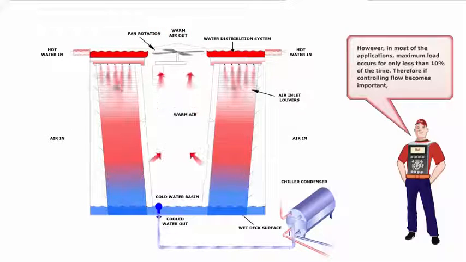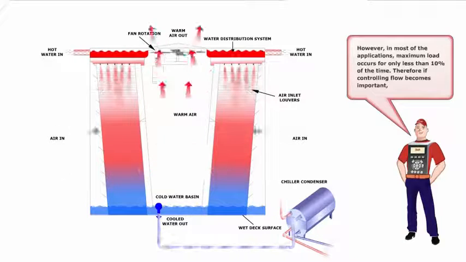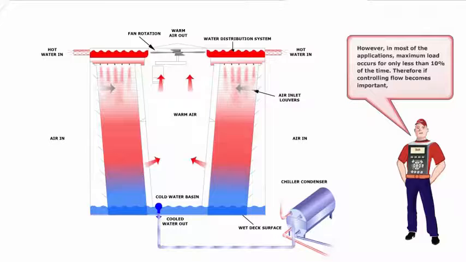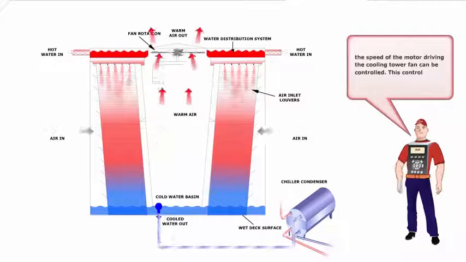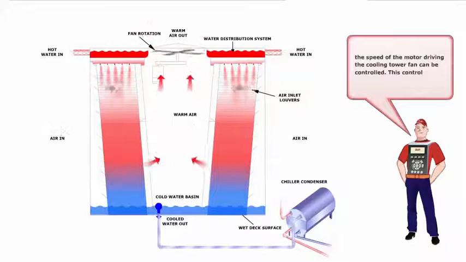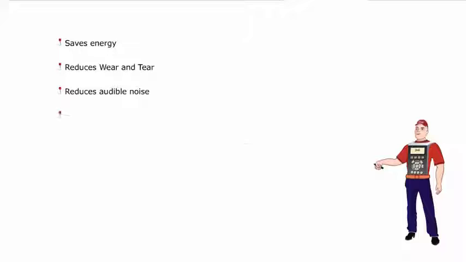Cooling tower fans need to be controlled because cooling towers are designed for maximum load conditions. However, in most applications, maximum load occurs for less than 10% of the time. Therefore, if controlling flow becomes important, the speed of the motor driving the cooling tower fan can be controlled. This control saves energy, reduces wear and tear, reduces audible noise, and reduces water use.